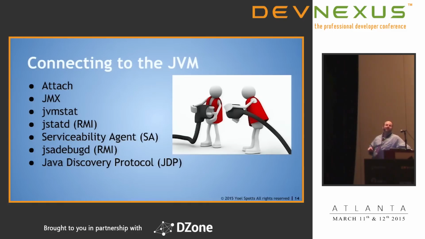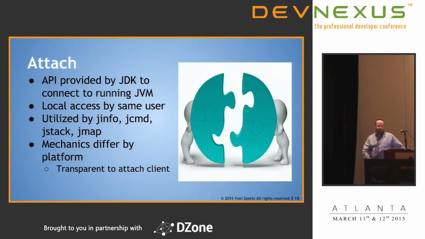And what that means is there are actually little, I don't know what to call them, openings, orifices in the JVM, which allow you to connect through these different mechanisms. So let's take a closer look at each of these in turn.